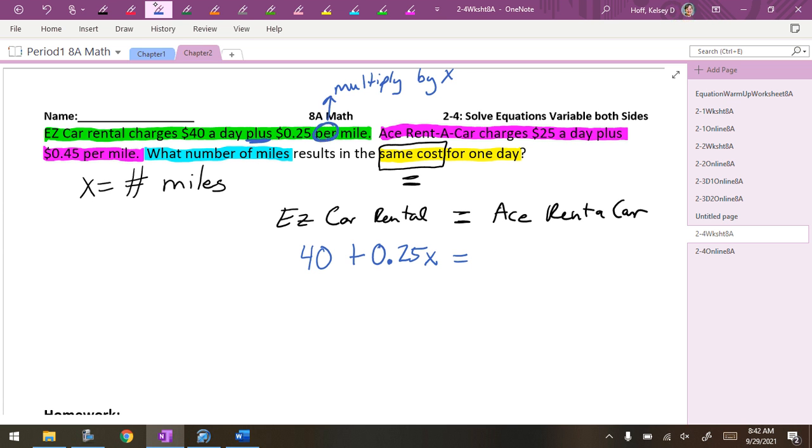$25 a day plus 45 cents per mile. As a reminder, what did Jack tell us the key word was? Per. So we have a per here. So that means we're going to multiply by x with what number? 0.45. Per mile is with 0.45. So we're going to have 25 plus 0.45x.